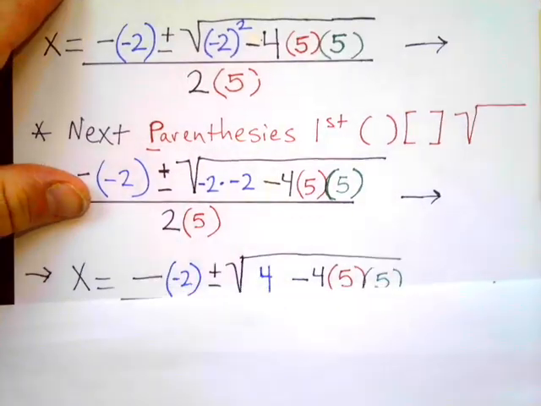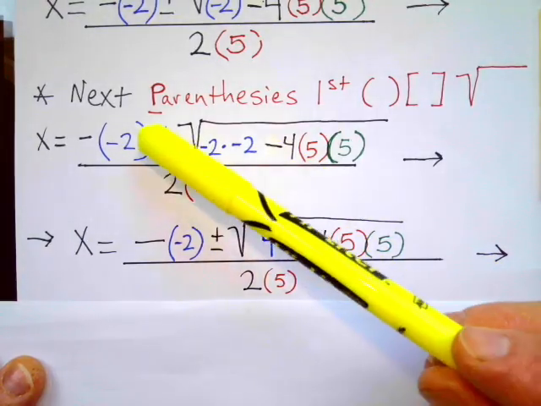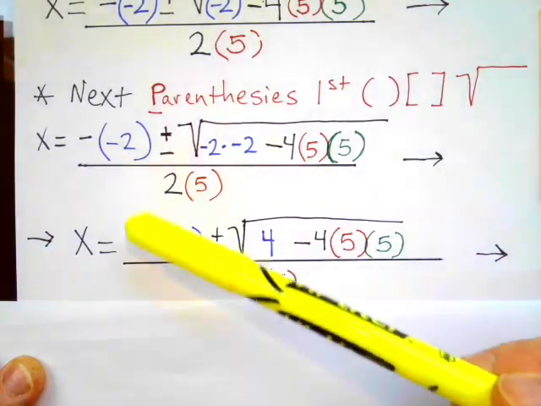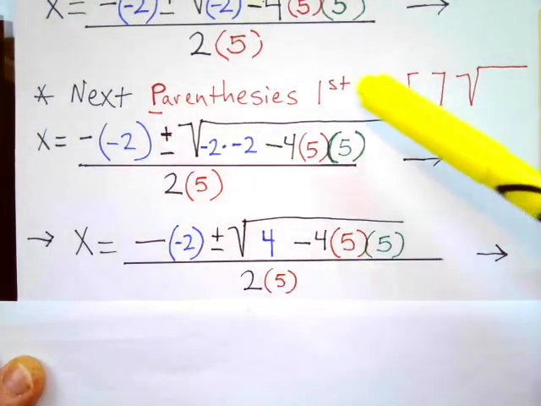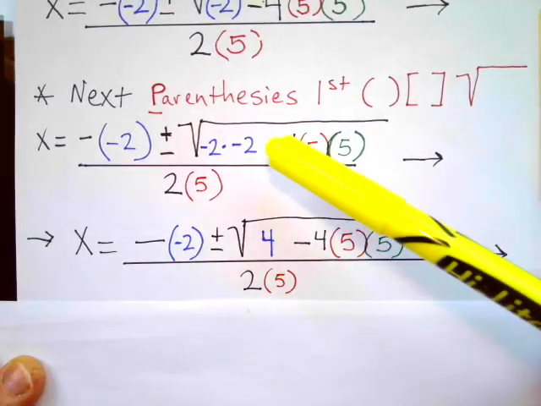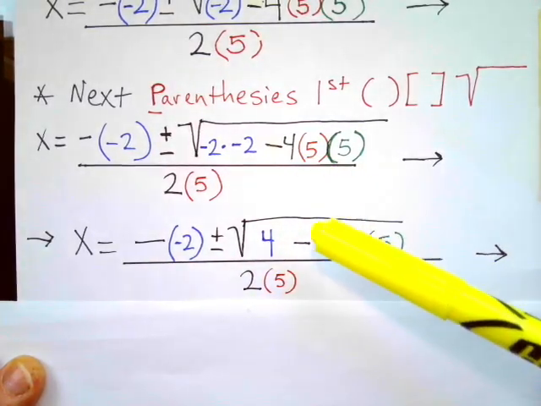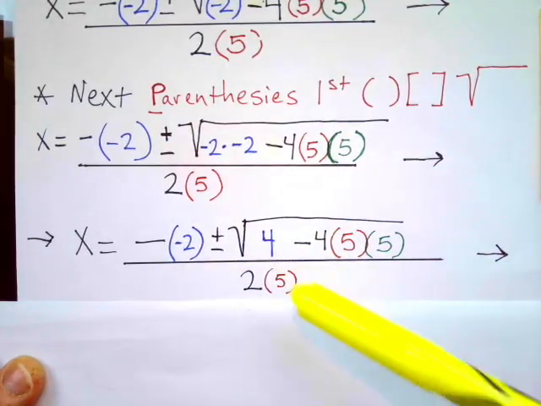-2 times -2 is a +4. And then I just rewrite everything. The negative on the outside, the -2, plus and minus, square root. -2 times -2 is 4, so that's what's different. But the minus sign, the 4, the 5, all divided by 2 times 5.